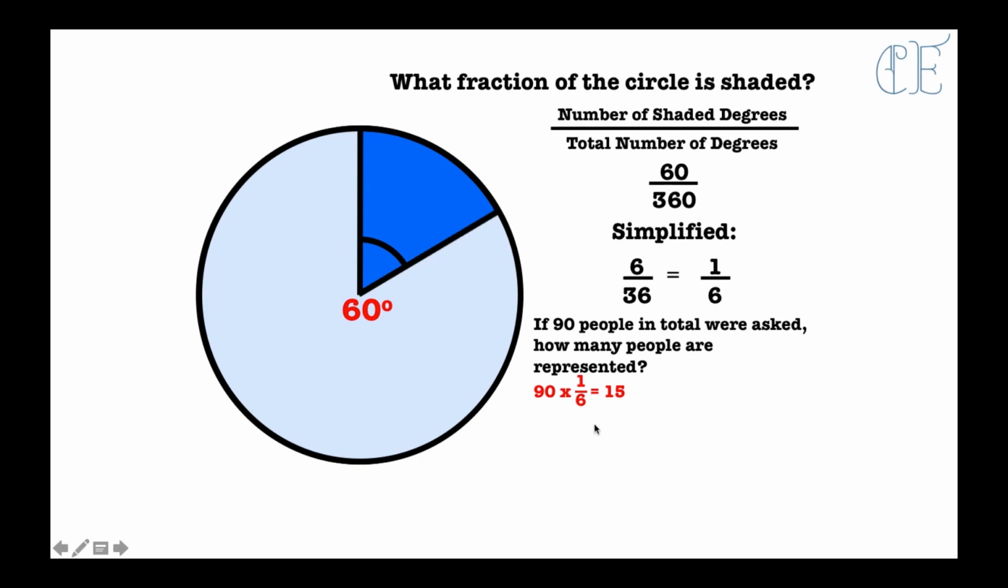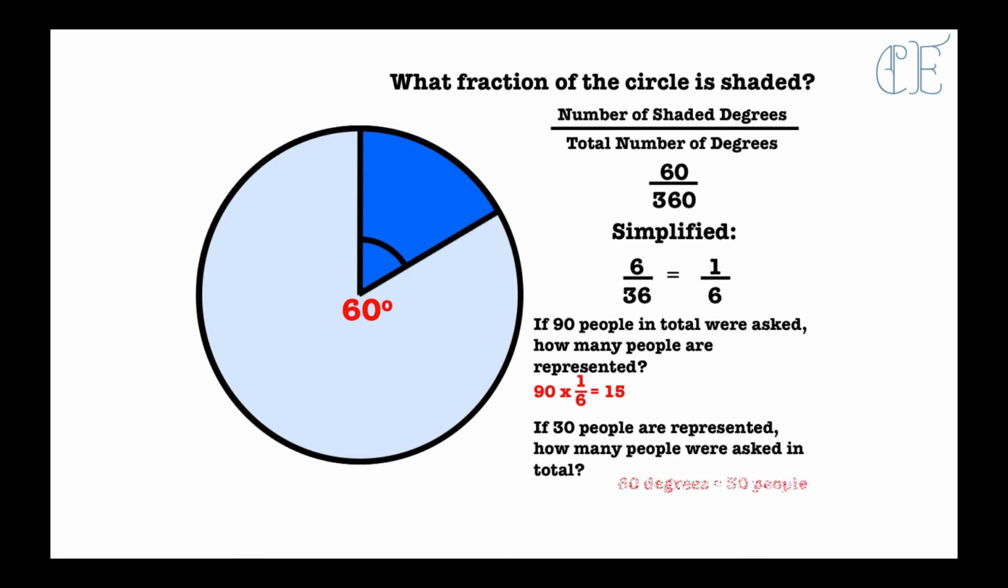If you do have a scientific calculator, like I said before, you can do 90 times and then press the fraction button and put your numbers in the fraction, and when you press equals it will give you 15. Okay, and finally, if 30 people are represented, how many people were asked in total? So that is telling you that 60 degrees represents 30 people. If I divide by 60, it will tell me what 1 degree is, so 1 degree equals 0.5. And if I times by 360, it will tell me that in total there were 180 people asked.